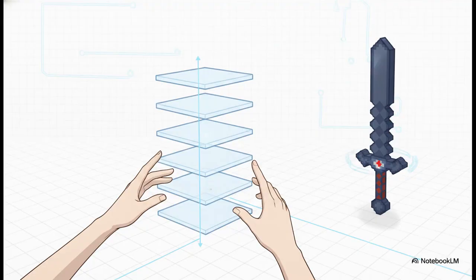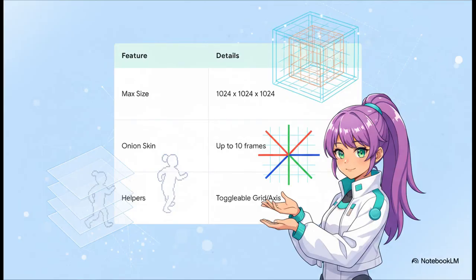All right, every artist needs their canvas, and this is where your creations are born. The system here is really the foundation of everything, combining a huge canvas with that layer system we talked about, which is the key to building up your 3D model, one 2D slice at a time. And don't let the simple interface fool you. The tech specs here are pretty beefy. The canvas can be up to 1024 by 1024 by 1024. That is a massive space to work in. The onion skin feature is a lifesaver for seeing how your layers line up. And of course, you've got your grids and axes to keep everything perfectly aligned.